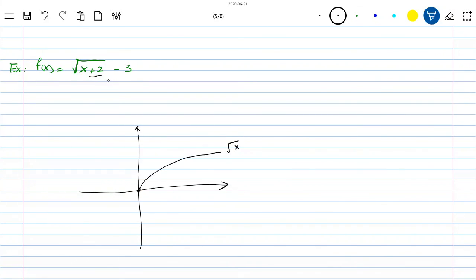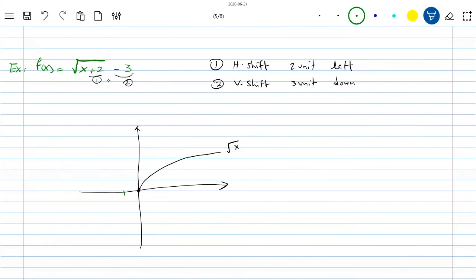What does this plus 2 do inside? The plus 2 is a horizontal shift, 2 units in the opposite direction, left. This minus 3, what does that do? The second step is a vertical shift. How many? 3 units. In which direction? Since it's negative, I go downward. So every point is shifted 2 units left, 3 units down.